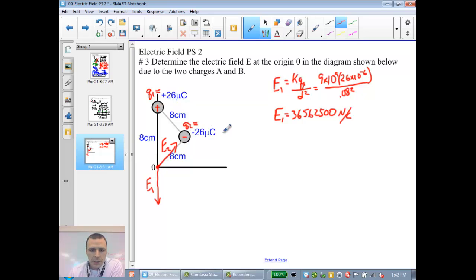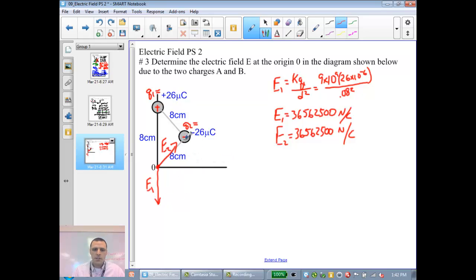It turns out that we could do this work again. However, if we look at the numbers, the charge is the same for charge 2 as it was for charge 1, so the magnitude of the charge is the same, and the distance between the points is the same. So the electric field strength, the direction is different, but the magnitude, the size, is the same. It's 36,562,500 newtons per coulomb. Eventually these two will add up to get our resultant vector.